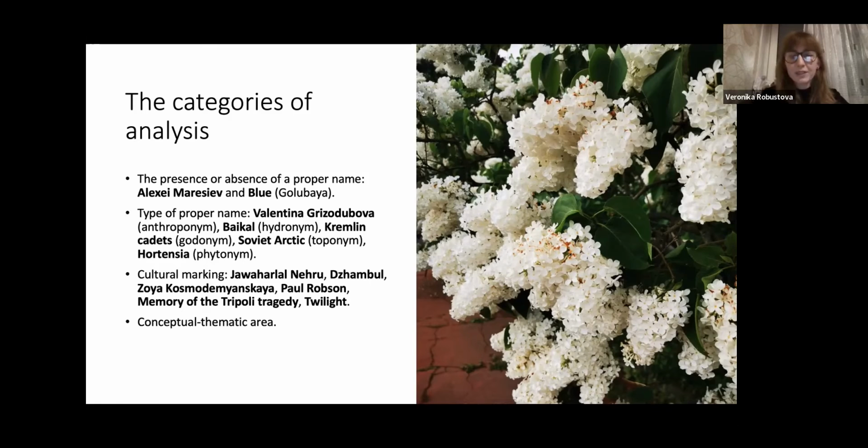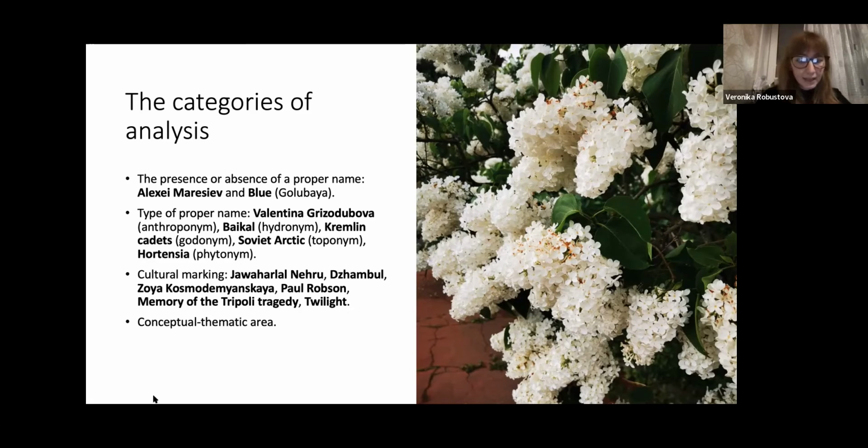Then we see Zoya Kosmodemyanskaya, that's the Soviet culture, Paul Robeson, American culture, memory of the Tripoli tragedy, that's the Ukrainian culture, and so on and so forth. More than 30 different cultures are reflected in Kolesnikov's names.